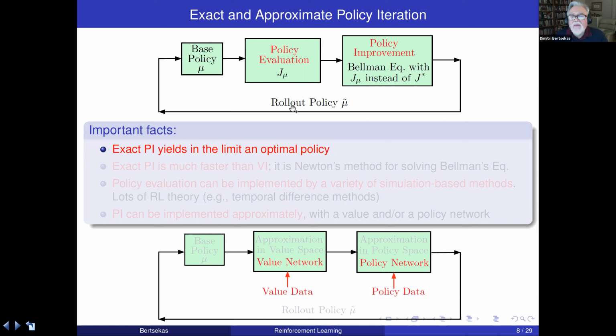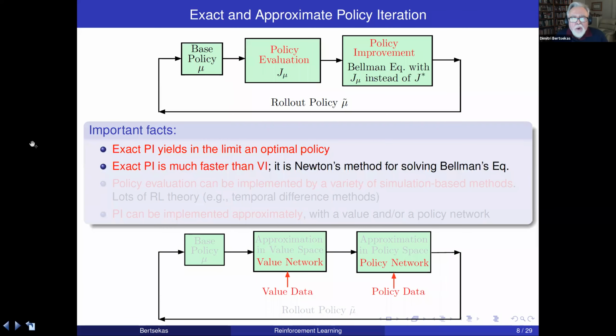Now, this policy improvement gives us the rollout policy, and if we make this the base policy for another iteration again, we can loop infinitely around this loop, generate a sequence of policies. And the important fact is that for the problems that we're going to be discussing, and generally we expect that policy iteration yields in the limit an optimal policy. For discounted problems with a finite number of states, it will actually terminate in a finite number of iterations. It will find an optimal policy in a finite number of iterations in its exact form, of course.